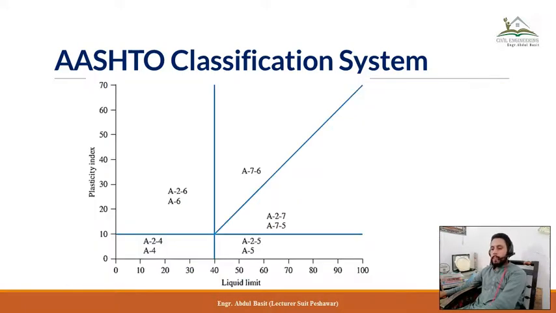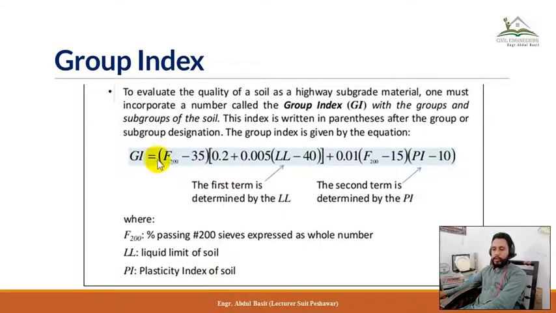Now, how to use this group index, what type of terms we have here. The group index is F200 minus 35, multiplied by 0.2 plus 0.005 times liquid limit minus 40. Plus, this is a separate term, again a separate term, which is 0.01 multiplied by F200, the percentage passing through number 200 sieve, minus 15, times the plasticity index. So you can say we have two terms in this group index equation.